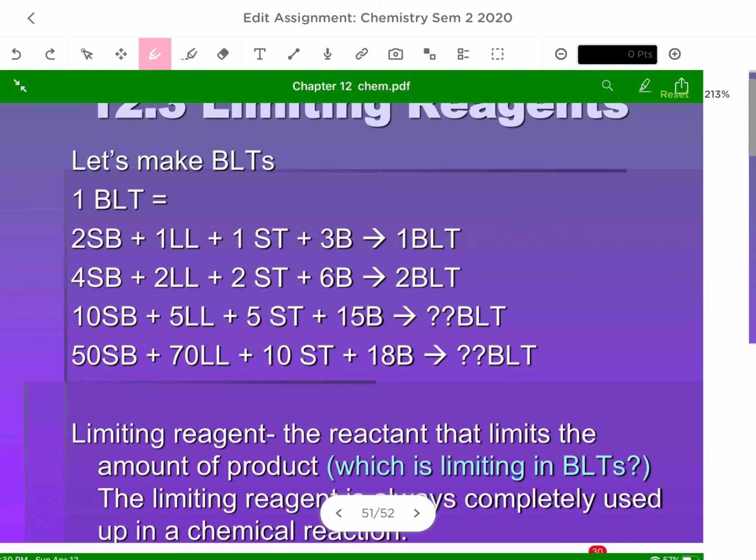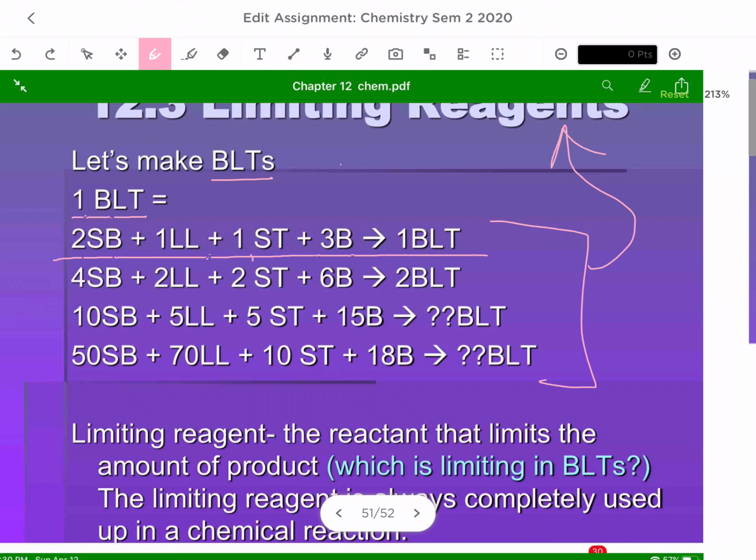Now I like BLTs. BLTs, if you're not familiar, are bacon, lettuce, and tomato sandwiches. So I really like BLTs, and just to make one BLT. Now this isn't going to be the best BLT, but it'll just be a BLT. So in other words, to make one bacon, lettuce, and tomato sandwich, I wrote it out as like a chemical equation so you could kind of relate these right here to limiting reagents later.